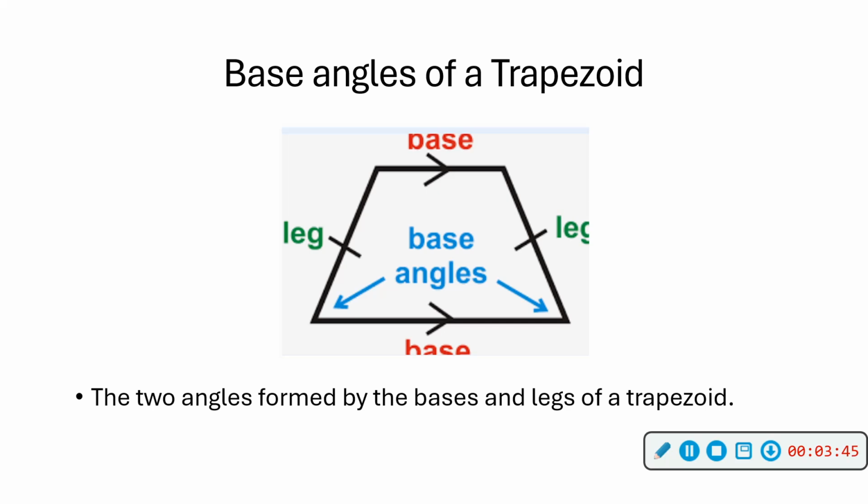Base angles of a trapezoid. So the 2 angles formed by the bases down here, so your base angles are at the bottom.